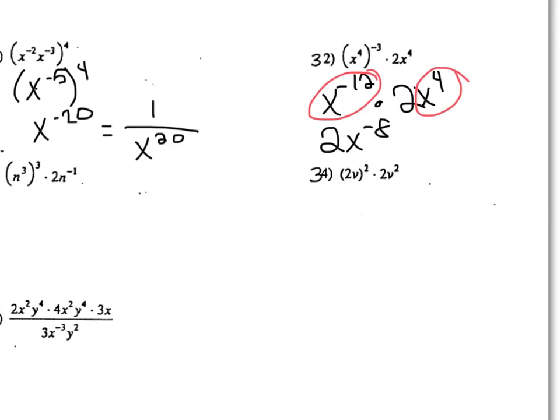Well, I still have a negative exponent, so now the move is to get rid of that. That 2, however, is not attached to the negative exponent, so it stays on top. And the x to the negative 8th goes to the bottom to become x to the 8th.